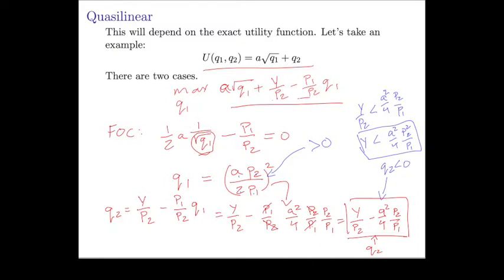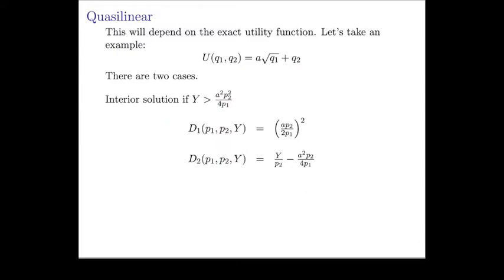On the other hand, suppose y divided by P2 is at least as big as A squared over 4 times P2 over P1. In other words, if your income is relatively high, then the Q2 that we found is non-negative, which means that this is a feasible point for this consumer to consume. So then we have an interior solution. So those are our two cases.